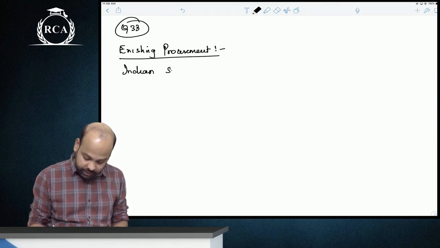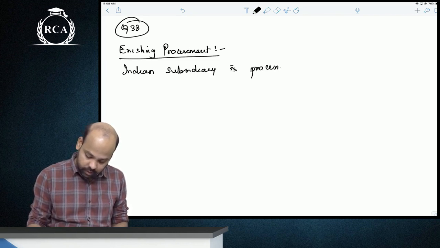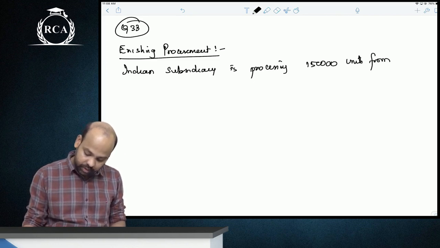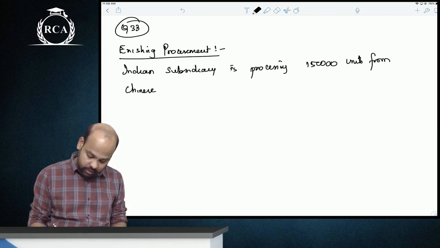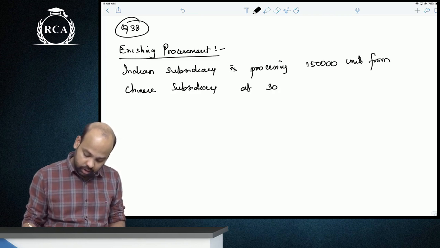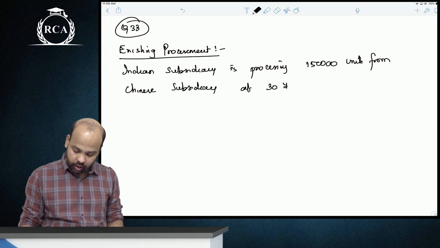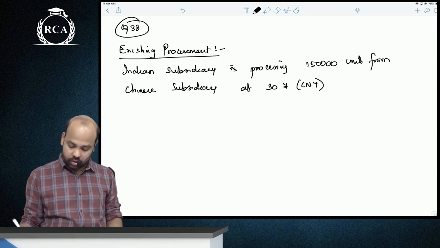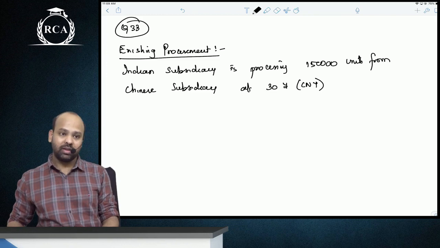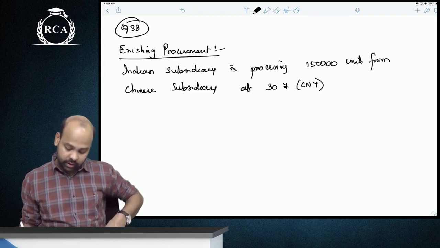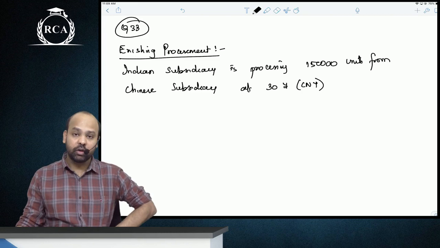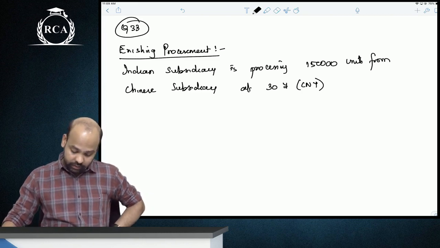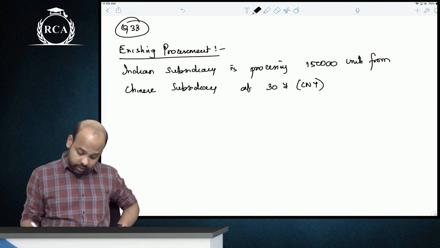The Indian subsidiary is procuring 1,50,000 units from the Chinese subsidiary at 30 yuan, CNY. I hope you all know better. Renminbi or yuan, they're the same currency. China's currency, guys. So RMB or CNY, they're the same currency. So 30 yuan.